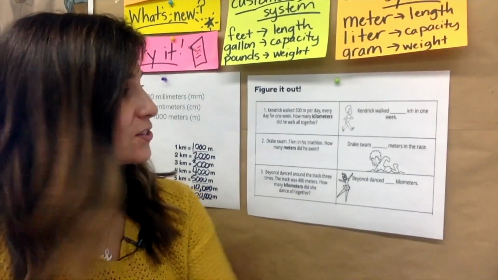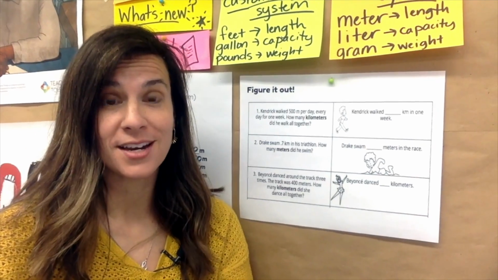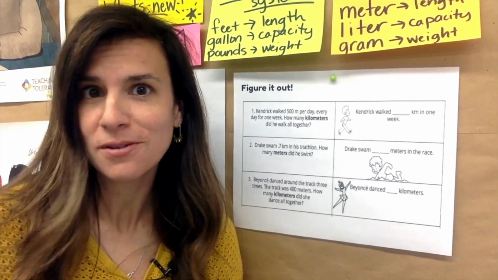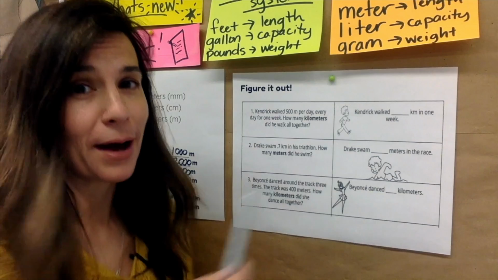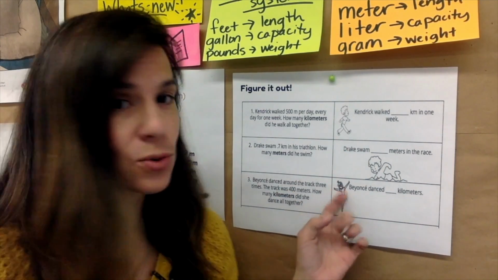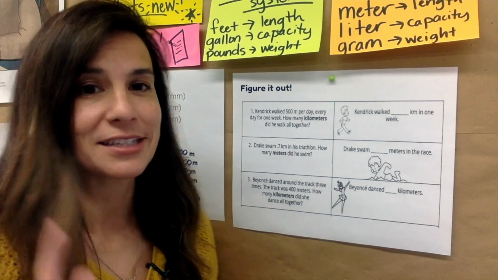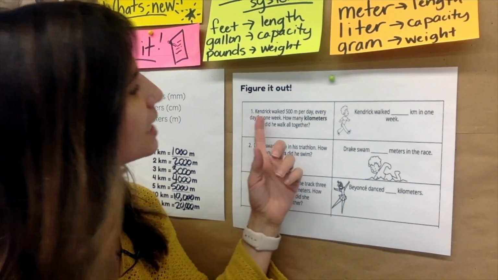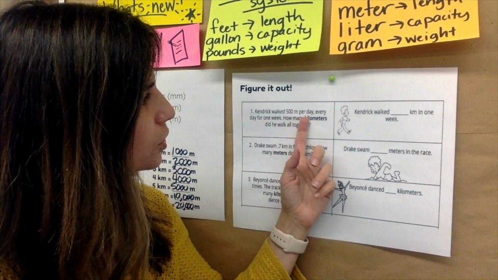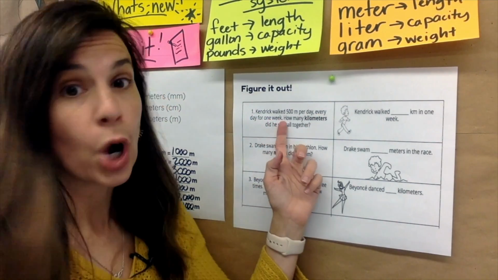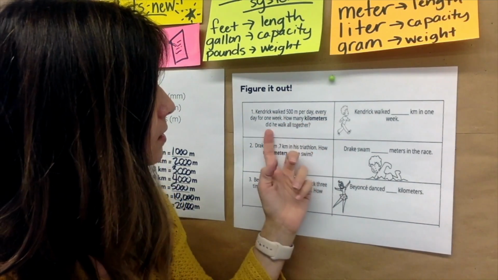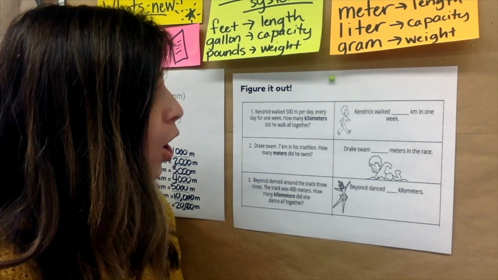Let's do it. So I have 3 word problems here, and we are going to pick 2 of them to solve. We have one about Kendrick, one about Drake, and one about Beyonce. Let's see. I think I want to start with Kendrick. Kendrick walked 500 meters per day, every day for 1 week. How many kilometers did he walk altogether?